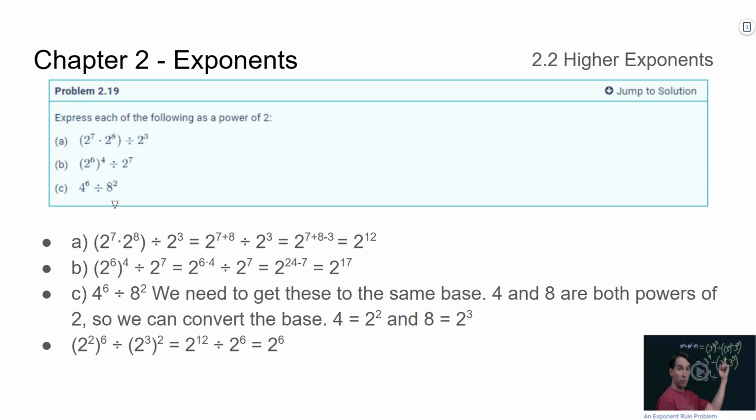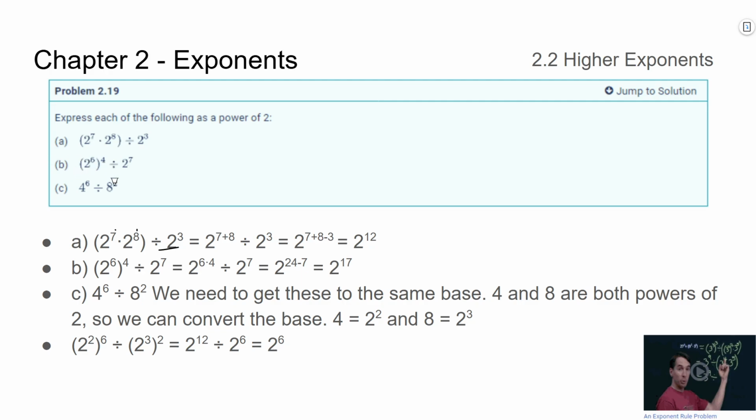All right, so this first one right here, we have 2 to the 7th times 2 to the 8th divided by 2 to the 3rd. All right, so the first thing we can do is we know we can add those 2 exponents together. So we get 2 to the 7 plus 8. And don't forget our divided by 2 to the 3rd. And remember, if you have the same base and you do division, you can subtract that exponent. So now we have 7 plus 8 minus 3. And you do that math and you have 2 to the 12th.